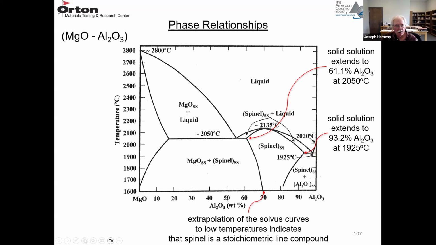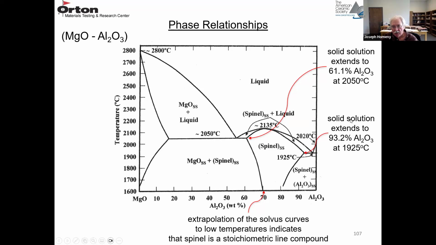So this is what the MgO-Al2O3 phase diagram looks like. This side is 100% MgO. This side is 100% Al2O3. Here's where stoichiometric spinel is. It's a little higher than 70% alumina. And you can see there's a solid solution right here. So at this point here, you have a solid solution that has 61% Al2O3 and the temperature is 2050 degrees C.